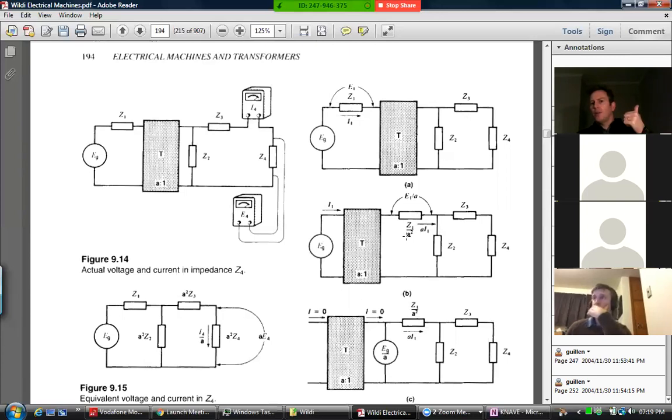The impedance conversion has an A squared in it. The current and voltage, one has a times A, one has a divided by A. So you can analyze this thing now. We can get rid of this transformer because there's no current going in here. It's a dead end there.